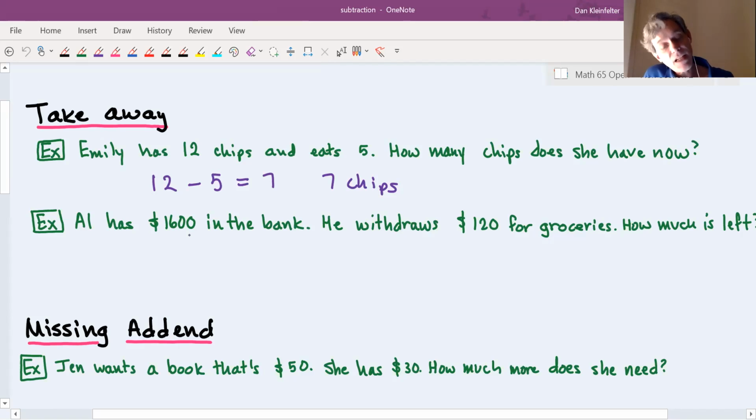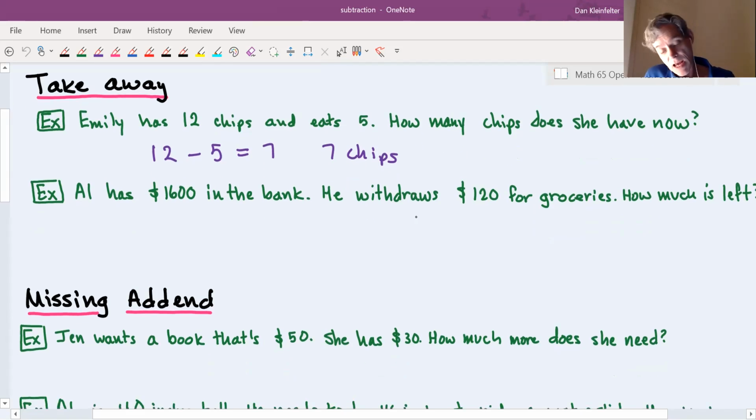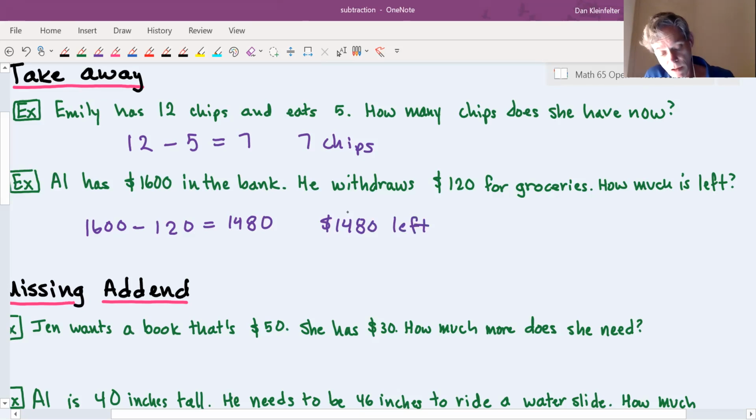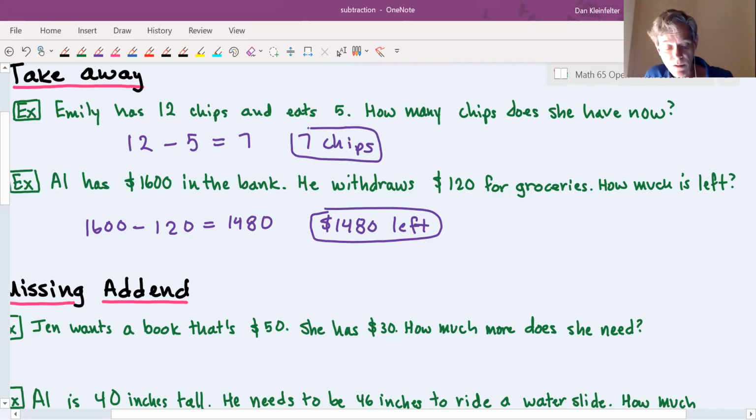Okay, Al has $1,600 in the bank, and he withdraws $120 for groceries. We want to know how much is left in the bank. So this can be answered by saying, well, 1,600 minus the 120, and that will be 1,480. Okay, so he's going to have 1,480 left in the bank. Okay, takeaway subtraction. Starting with some amount, we take some amount away, and we want to know how much is left.